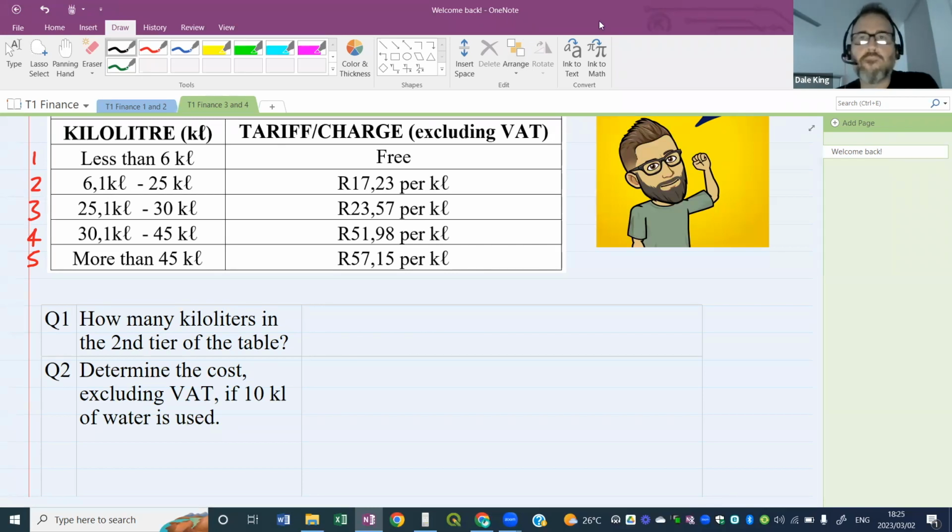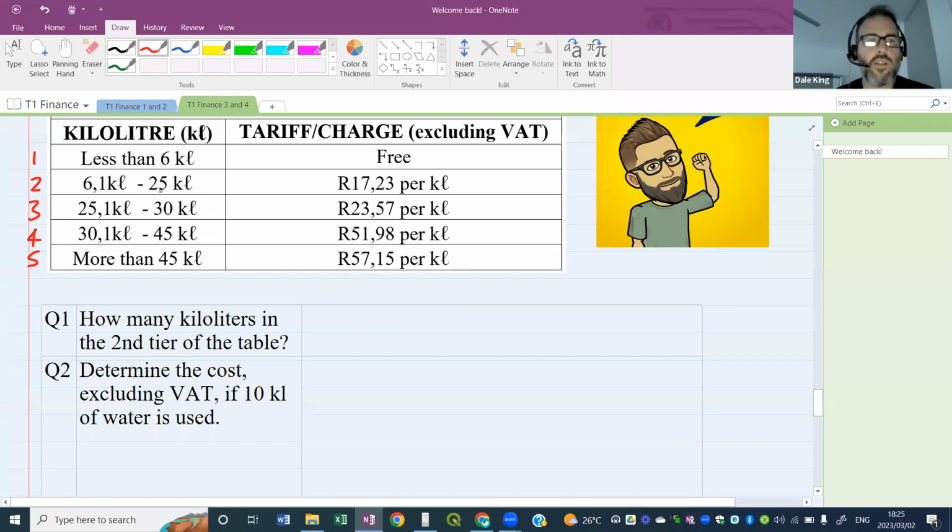Roughly speaking, how many kiloliters in the second tier of the table? Anybody? Somebody. You're welcome to raise your hand and talk to us if you want. If you have any questions, raise your hand, or you can just put in chat. Oh, they've gone quiet. Yeah, it's crickets all round. Yeah, tariff tables can be a challenge, but we'll work through it.